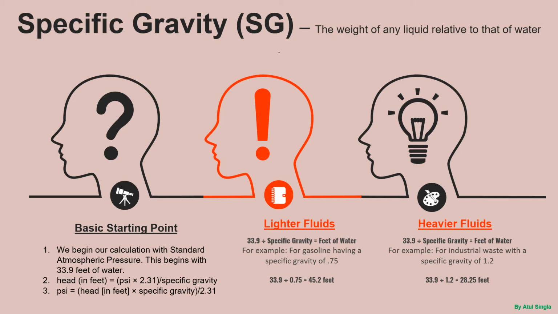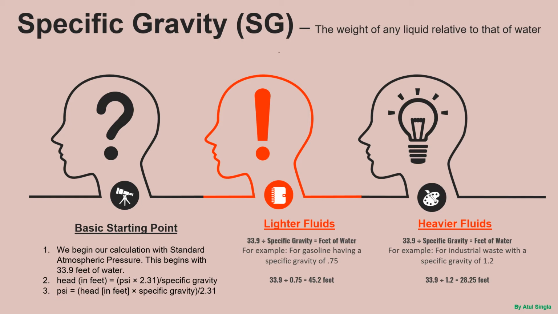Specific gravity is again a very critical thing to calculate various factors in the process industry. What is specific gravity? The weight of any liquid relative to that of water is called specific gravity. In the previous slide we checked that 33.9 feet of water is equivalent to atmospheric pressure, right? If you use this specific gravity, we can calculate the head and pressure with respect to any other liquid. If we divide it by specific gravity, or multiply in this formula, we will get these two factors.